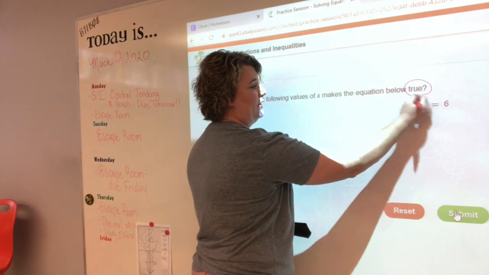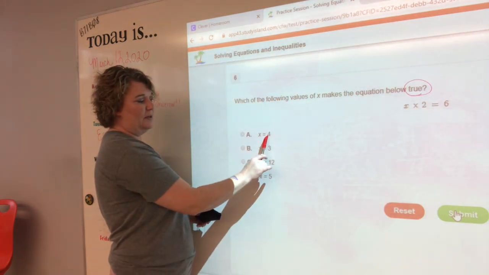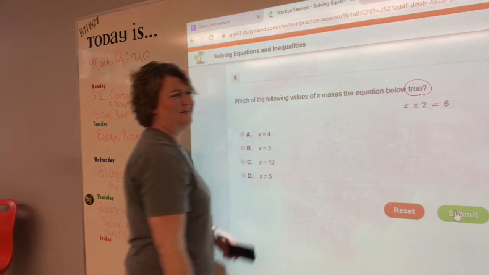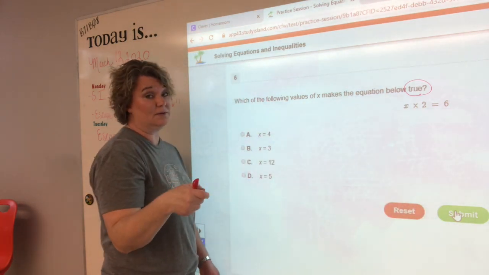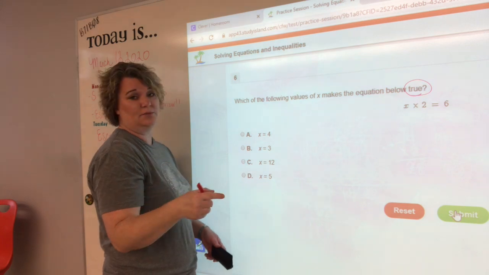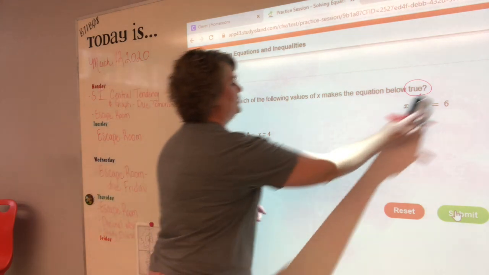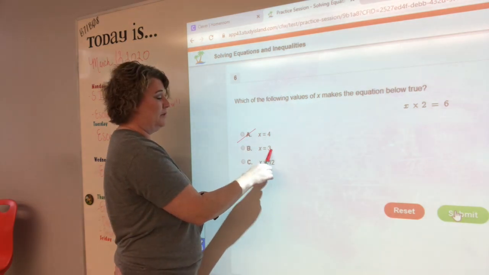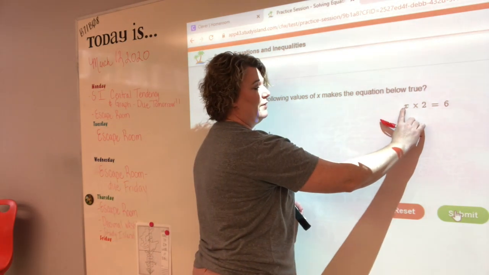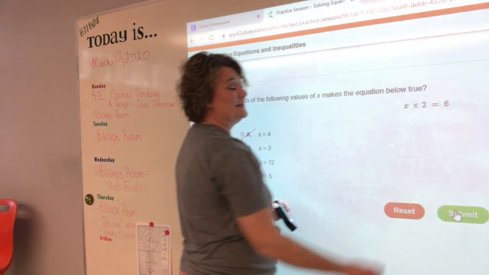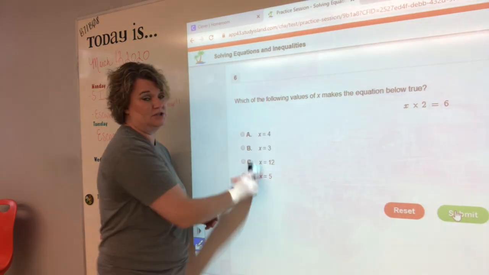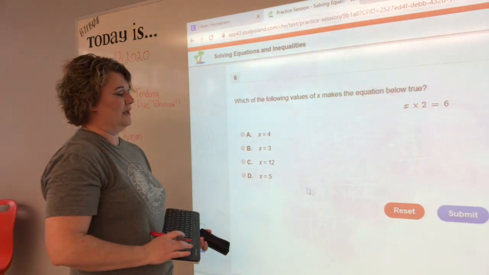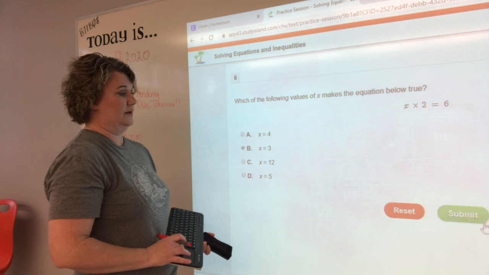And here we go again. Would that make that true? So if I plugged a 4 right there, would 4 times 2 get me 6? No. 4 plus 2 would get me 6. Actually, 4 times 2 would get me 8. So that's not true. So it can't be A. What about B? If I plugged a 3 right there, would 3 times 2 get me 6? Absolutely, because 3 times 2 is 6. So what they're wanting to do is get you confused and make you think that it's adding, but it's really not. It's multiplying.